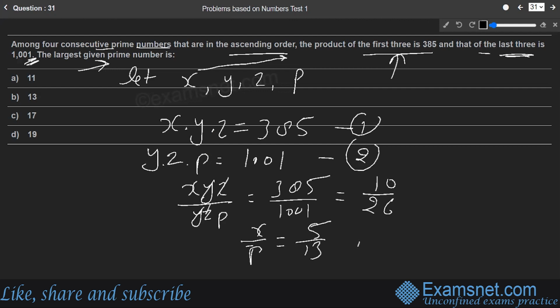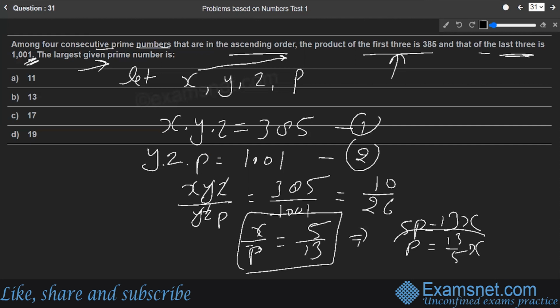So clearly now this is the connection. There is no more connection that has been given, and by using this connection only we are supposed to guess the largest prime number. One way we can do that is to take the options. The largest prime number which we assumed was p. By this result we can say that 5p is equal to 13x, which says p is equal to 13 by 5 x. Now the options for p have been given as 11, 13, 17 and 19. So let us try something. If the ratio x by p is 5 by 13, let us take x as 5 and p as 13.